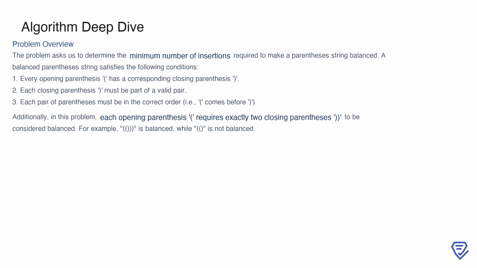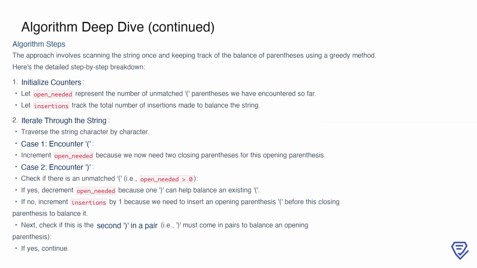For example, one string is considered balanced, whereas another is not. This constraint adds a layer of complexity to the problem, making it critical to ensure that we handle both unmatched opens and incomplete pairs as we work through the string. To solve this problem, we use a greedy approach that processes the string in a single pass while keeping track of the balance of parentheses.